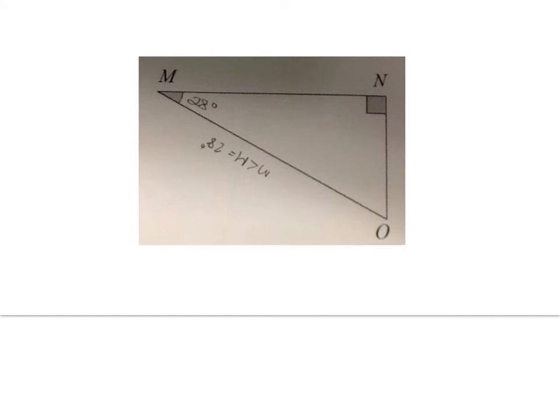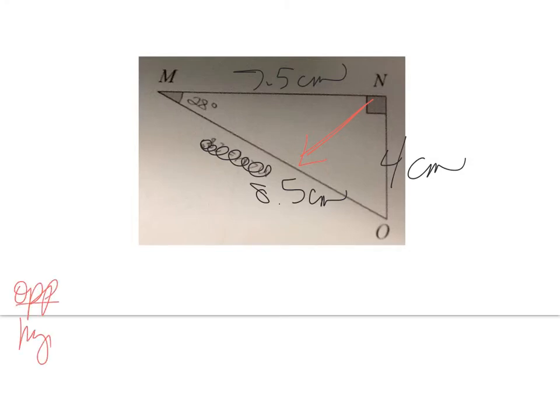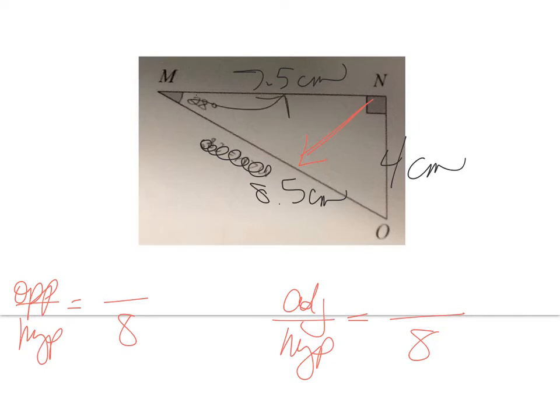Last one. Let me fill it in. Be right back. Okay, label my hypotenuse. So opposite over hypotenuse is going to be something over 8. Adjacent over hypotenuse will be something over 8. We're looking at angle M. Adjacent to M is 7.5. Opposite M is 4. So here we have 0.50, and 7.5 divided by 8 is 0.94.